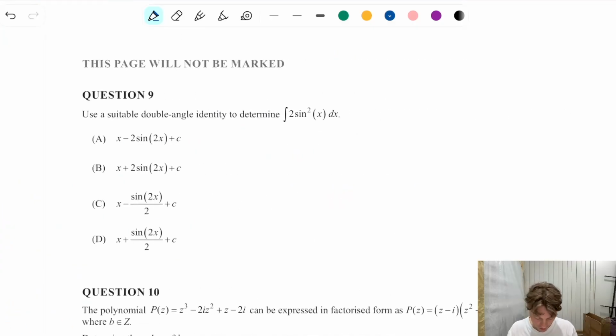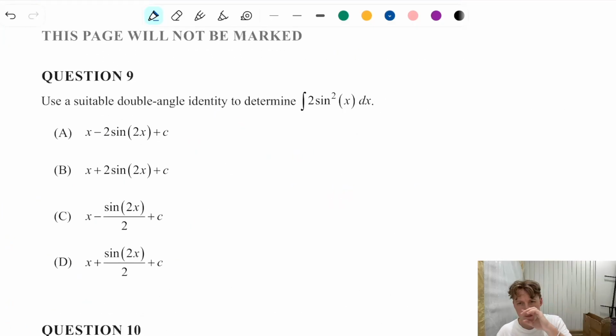Alright, last 2 questions. I feel like the 2024 paper 1 has been a little bit more straightforward than the previous paper 1 multiple choice sections. It's either that, or I'm just having a good night, I'm in good form, and things are just clicking. Things are just clicking really well.